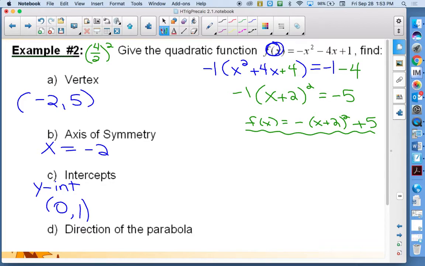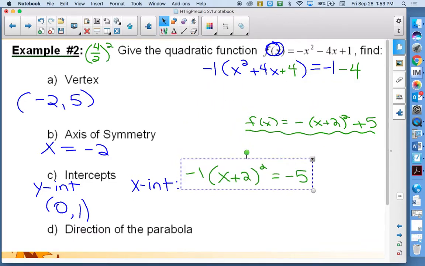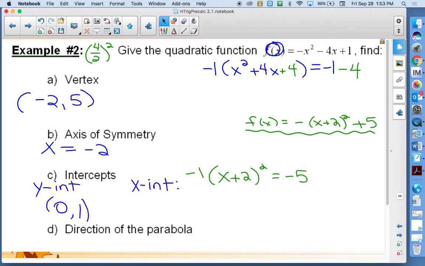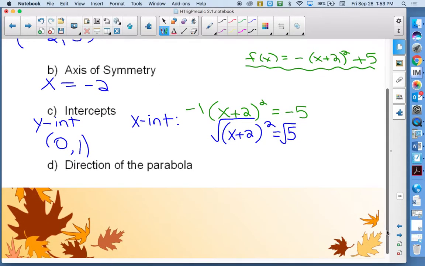And then the x-intercept, we have to continue to do a little bit more work. So we're going to take that -1, this equation right here, continue to solve that equation. So divide by -1, which gives us now a +5, so we can take the square root of it. We couldn't take the square root when it was negative, but since it had a negative in front, we divide by it, we can take the square root. So we end up with -2 plus or minus the square root of 5.